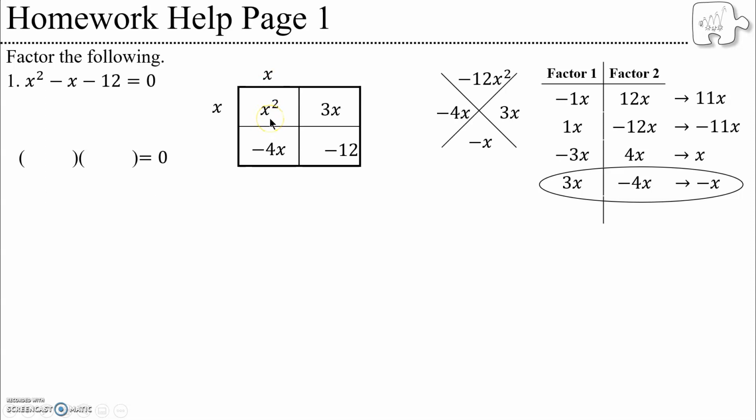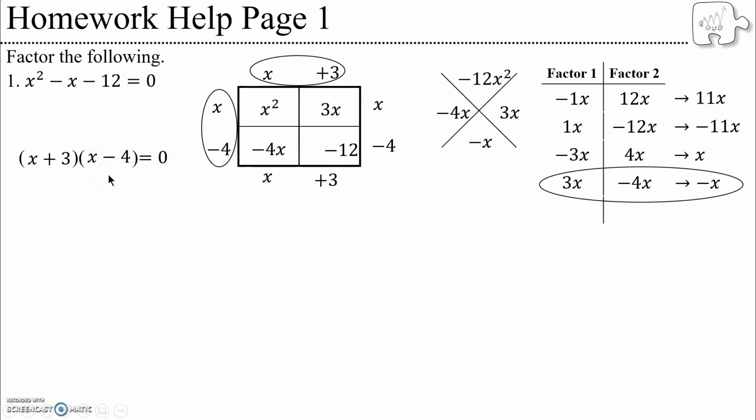So now we can drop it down and across. x times what is 3x? Positive 3. Drop down that plus 3. And now we have 3 times what is negative 12? Negative 4. So drop it across. Now we have our length and our width, x plus 3 and x minus 4. So we can fill it in here, x plus 3 and x minus 4.